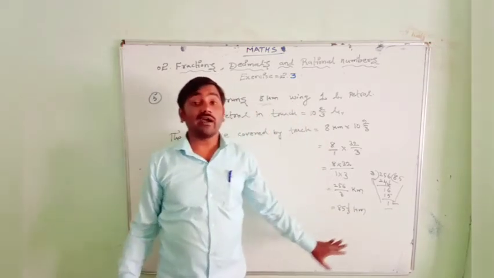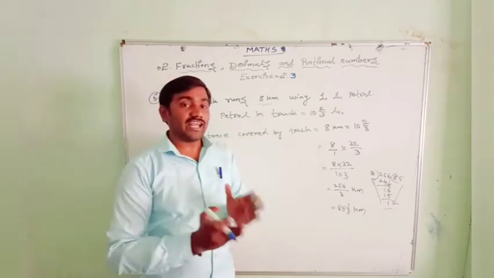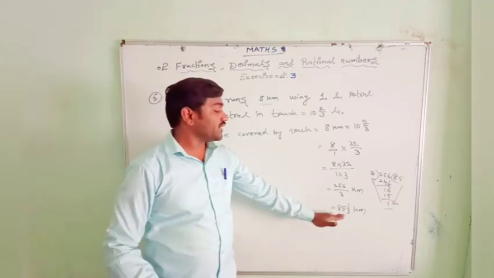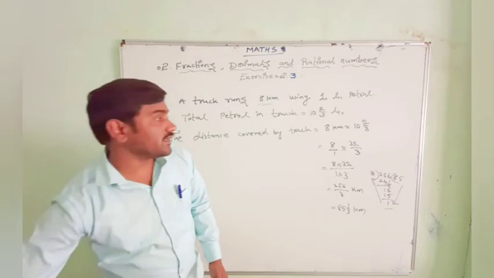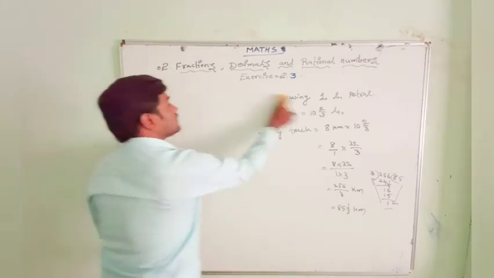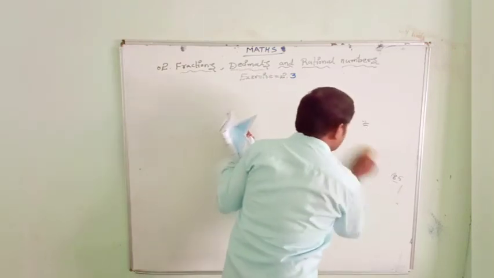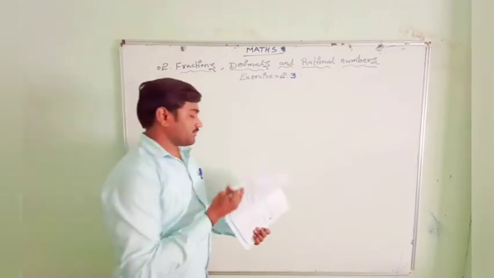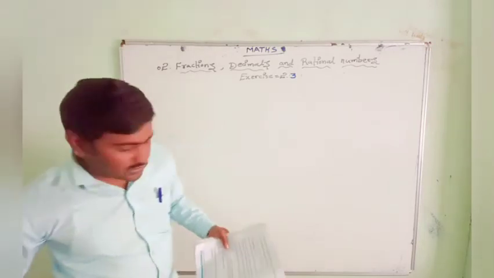85 whole 1 by 3 kilometers it will travel. In 1 liter of petrol, 8 kilometers. 10 whole 2 by 3 liters of petrol is there in the truck, so it will travel 85 whole 1 by 3 kilometers. Very simple questions, just multiplications of fractions only. Okay, then we have two more questions in this, very easy again.